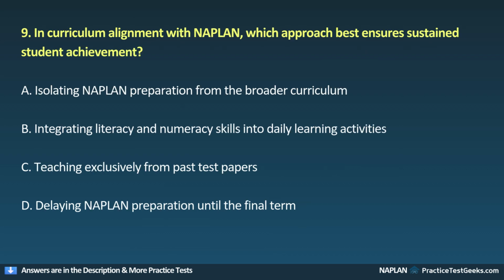9. In curriculum alignment with NAPLAN, which approach best ensures sustained student achievement? A. Isolating NAPLAN preparation from the broader curriculum. B. Integrating literacy and numeracy skills into daily learning activities. C. Teaching exclusively from past test papers. D. Delaying NAPLAN preparation until the final term.